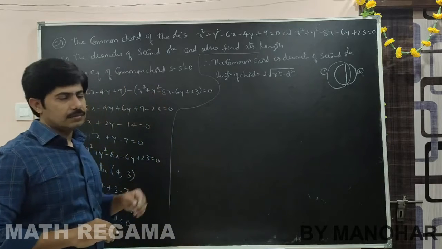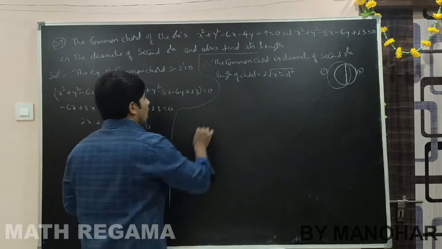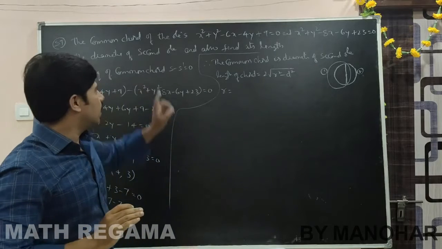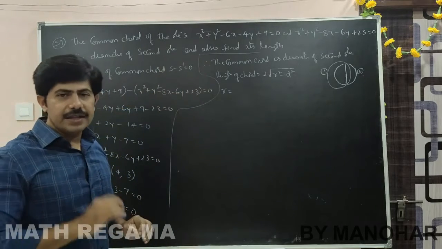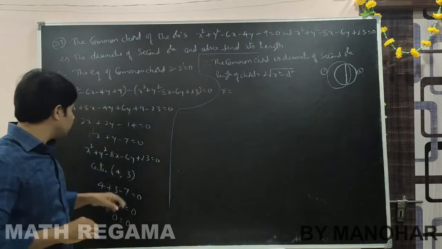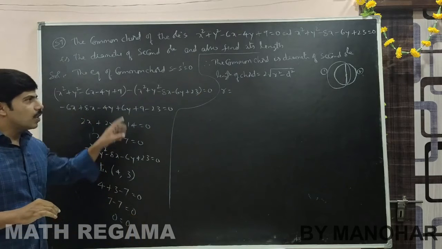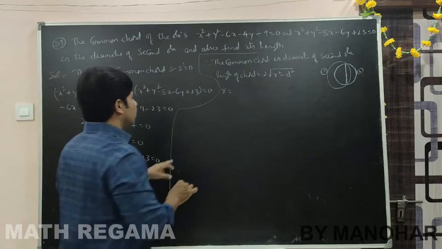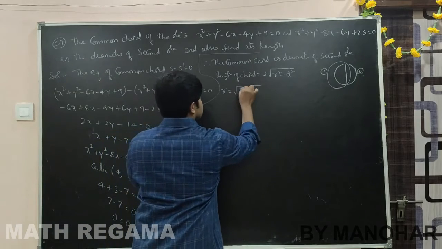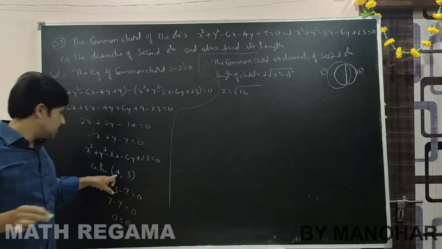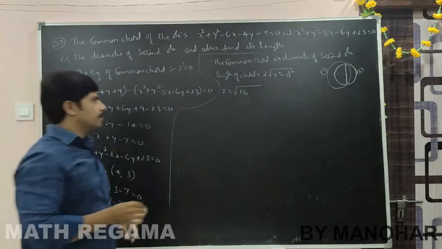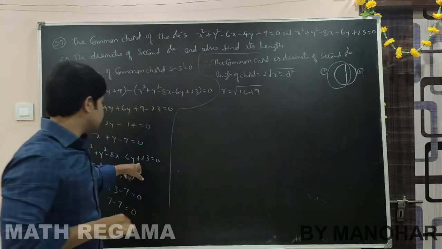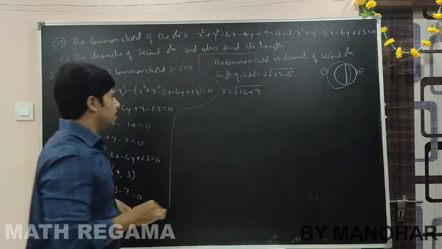So first I find r. See, you can take either the first one or the second one. I'll take the second one. The reason is I already know the center of the second circle, so I am using the second circle to find the radius. Okay, so r is equal to under root of g square plus f square minus c. So that is minus 23.